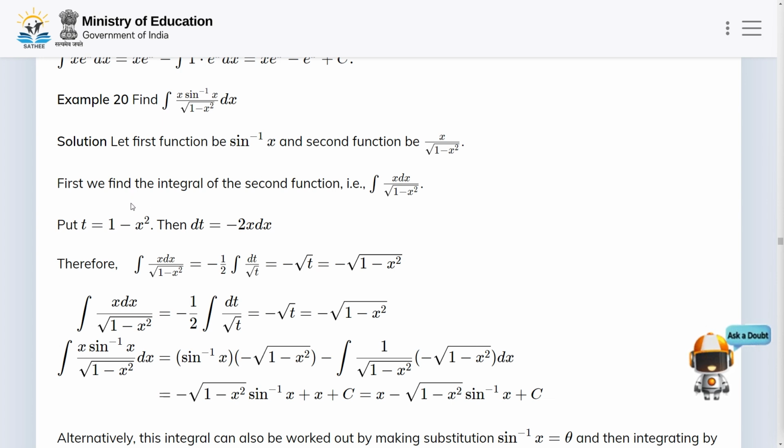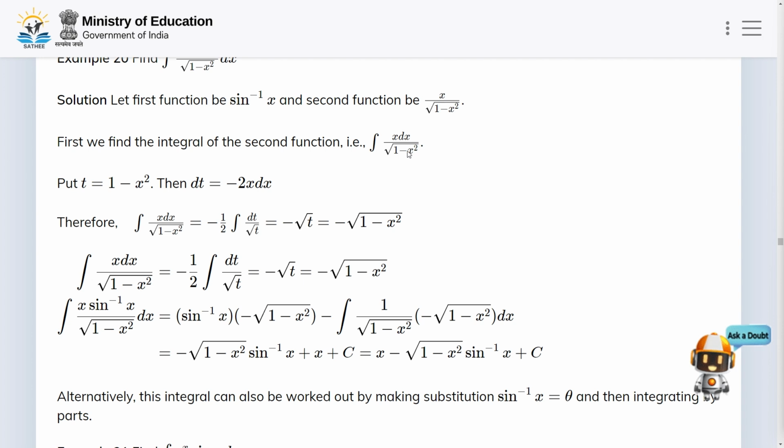Now what you can do is, integration of this we have to find. You will see why we are finding this integration at first. So integration of x dx divided by root of 1 minus x square will be what? Put t is equals to 1 minus x square. Then the derivative with respect to x will be minus 2x. This gives you dt is equals to minus 2x dx.